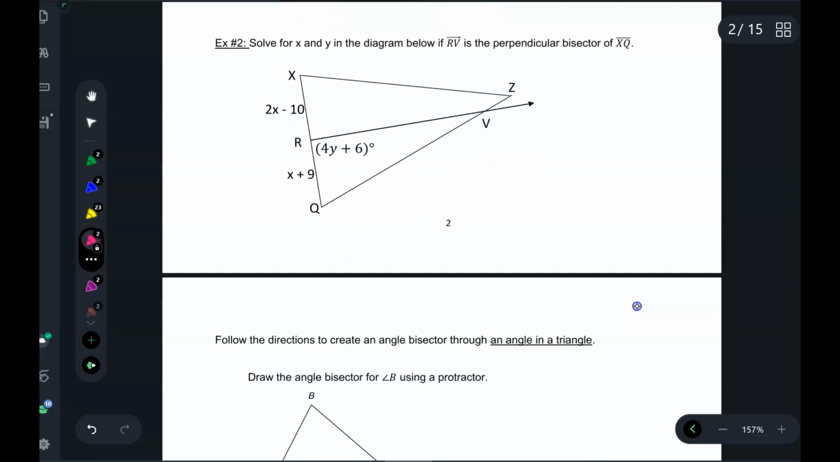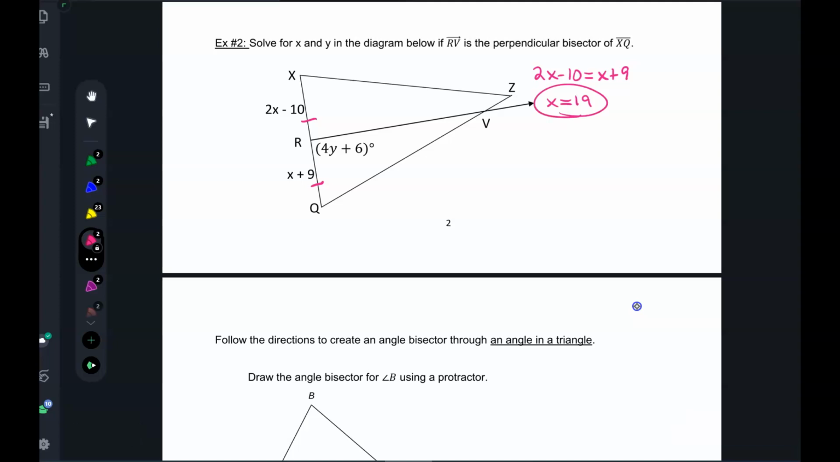So you take the two equations and just do 2x minus 10 plus x plus 5. If this is a perpendicular bisector, we want to find x and y. Well, these two have to be equal. And then can you do 4y plus 6 plus y equals 90? Yeah, 4y plus 6. So we're going to do 2x minus 10 equals x plus 9. Dude, where'd you get 90? Oh, because it's above the six. So do we get x equals 19?